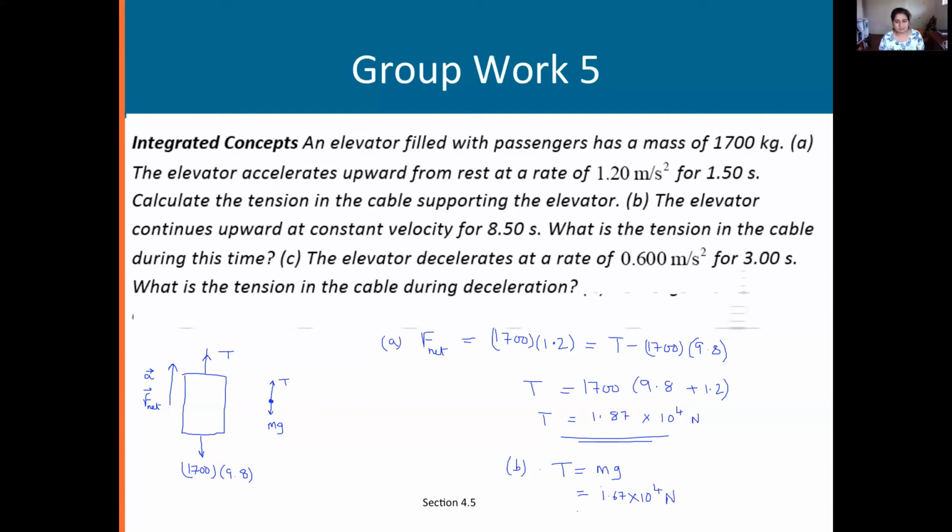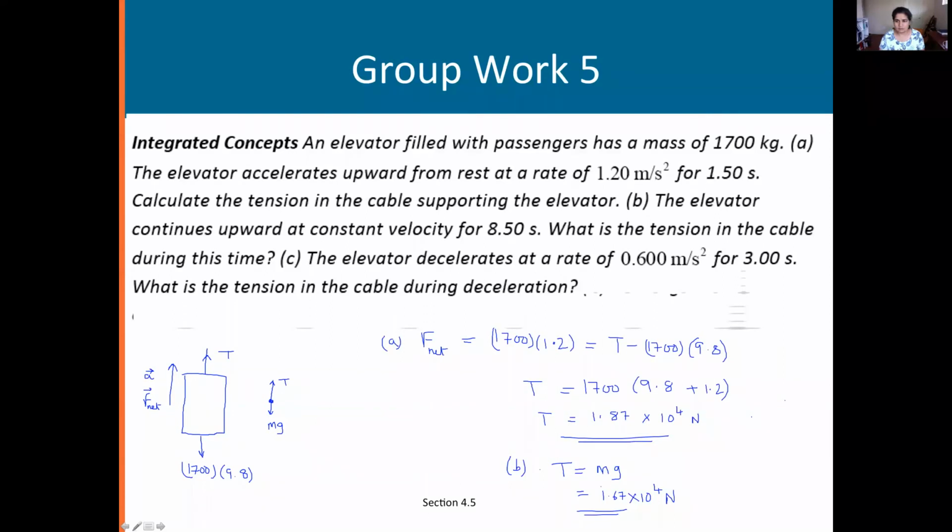Part C, the elevator decelerates, which means the acceleration is negative, 0.6, for 3 seconds. What is the tension in the cable during this deceleration? You can solve again by just putting negative for 0.6, and it's done for you on the next slide. So I'm not going to go through this last case. The important thing to note here is there's a red herring in all these timings. You're being thrown off to think about the time, but time is really not a factor here at all. Time makes no difference.